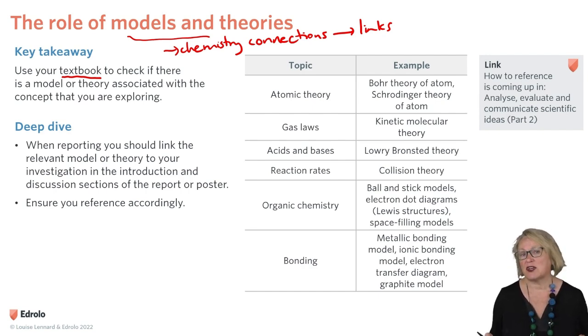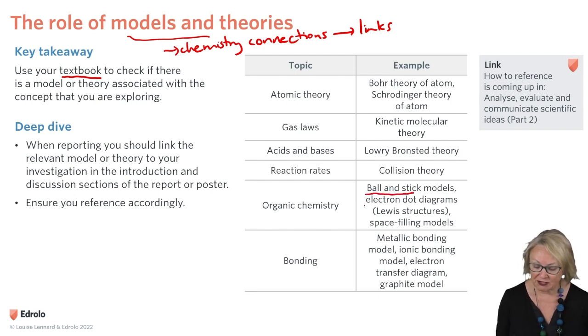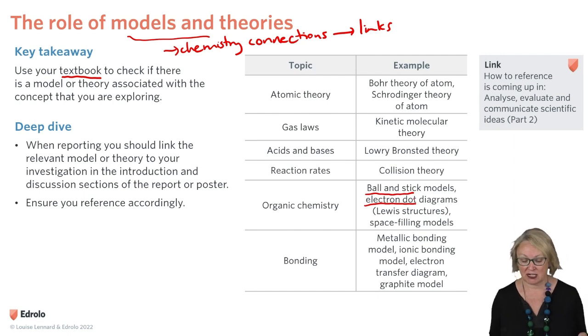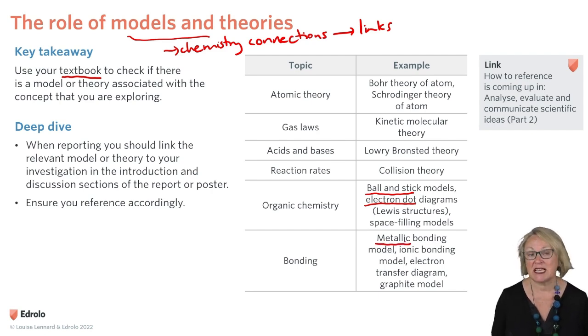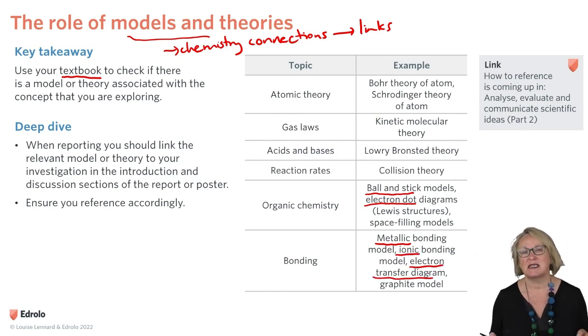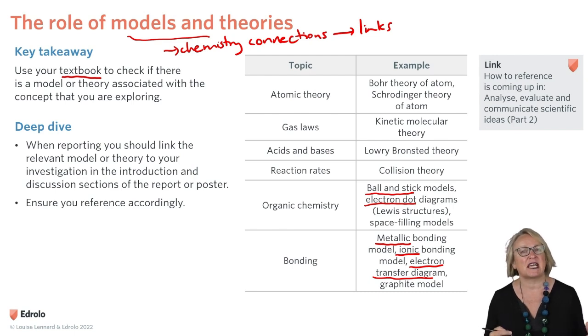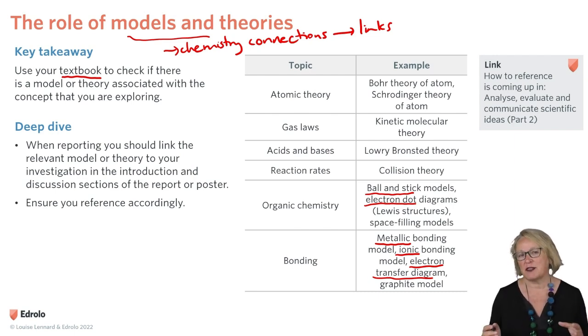For organic chemistry, you might be using models such as ball and stick models, or electron dot diagrams or Lewis structures, and space filling models. And with bonding, you might look at the difference between the metallic bonding model, ionic bonding, electron transfer diagrams, a representation of the model of graphite. So there are lots of different reliable published chemistry sources that you can refer back to.